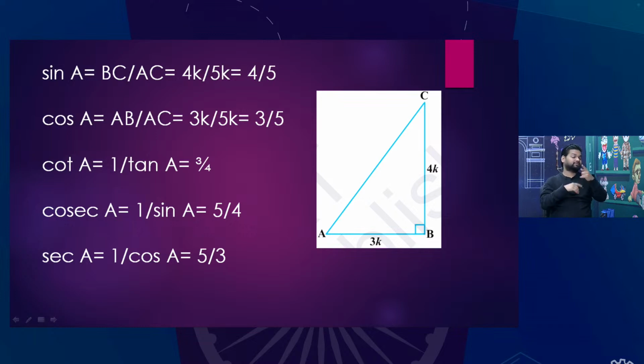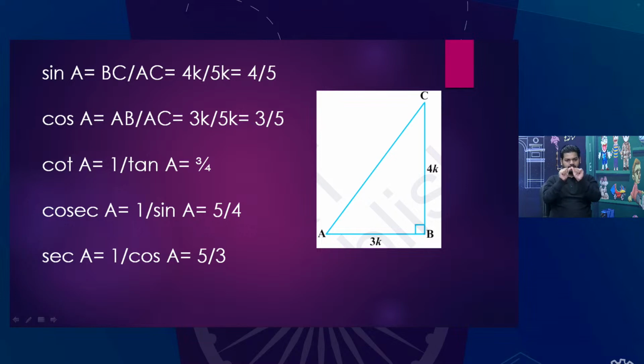K gets cancelled. What is cos A? It is base upon hypotenuse. Base is AB and hypotenuse is AC. So 3k upon 5k is equal to 3 upon 5. What is cot A? Kusumji, remember I told you it is reciprocal of tan A. Good. So that can be written as 3 upon 4.